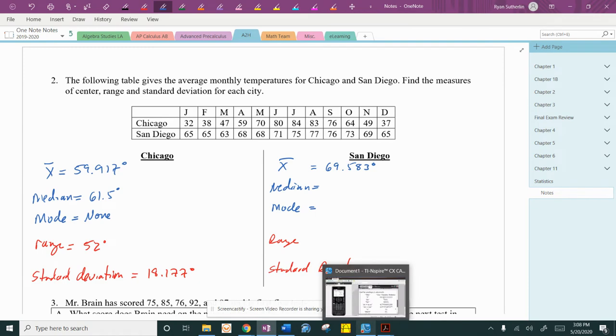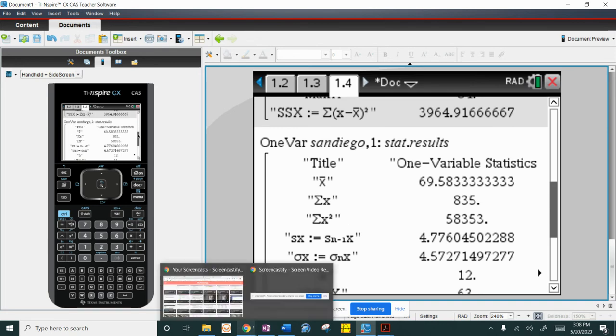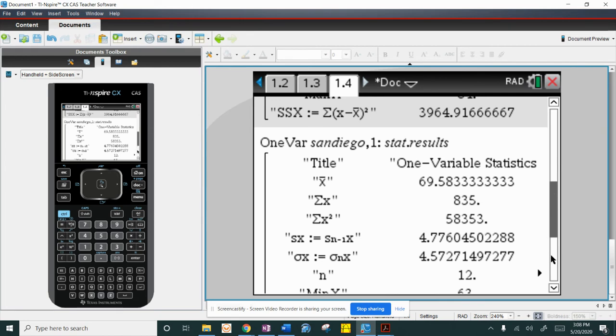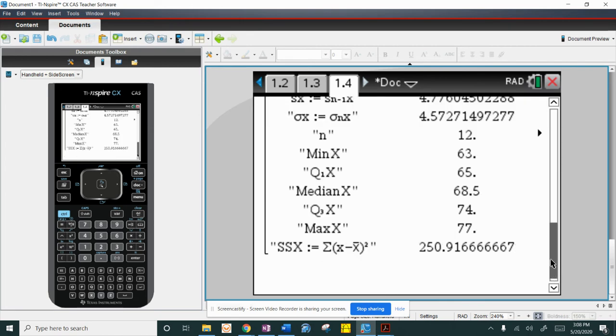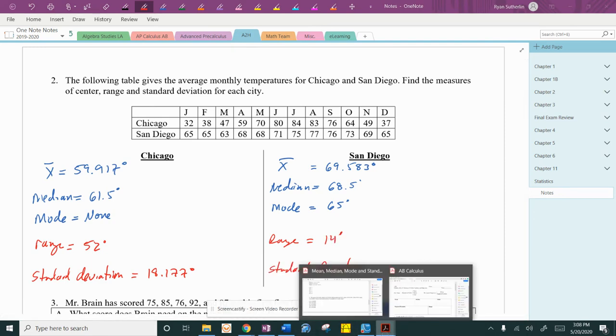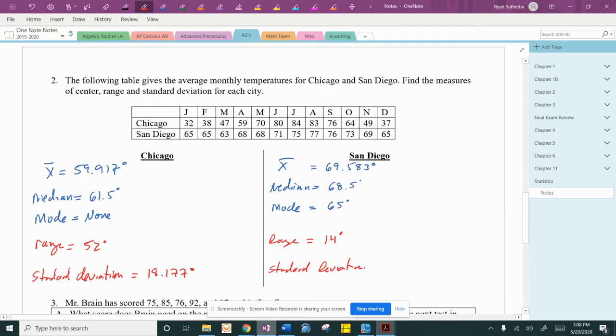The median, if I go down a little bit here, the median is 68.5. So you'll notice the median is only 7 degrees more in San Diego. The mode, if I look through my data, 65 degrees appears more than once. The range, the max is 77, the minimum is 63. So this range is only 14 degrees. And then the standard deviation of this data set is right here. It's 4.776 degrees.